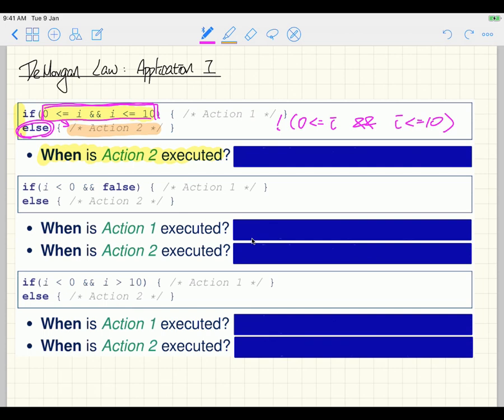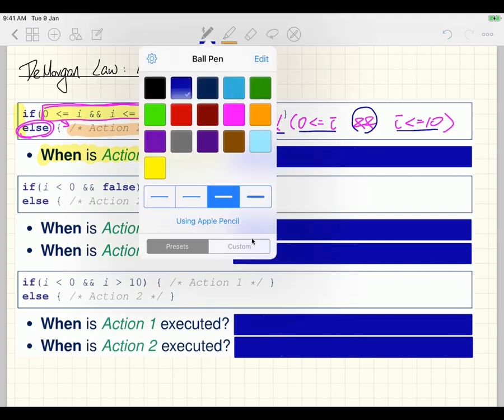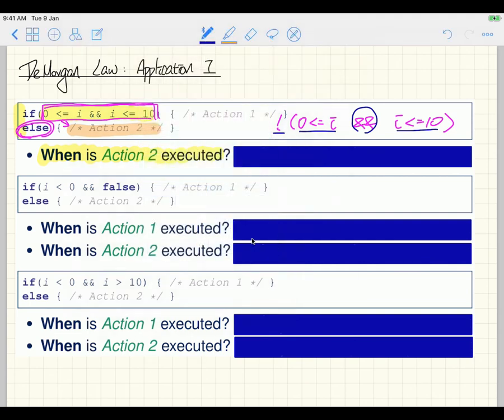We know that the only way to make this particular conjunction true is when both of these are true. Now we're saying that it is not the case that both are true. So it can be either the left-hand side is false or the right-hand side is false. Now how do we simplify that? Let me just simplify together with you on another page.